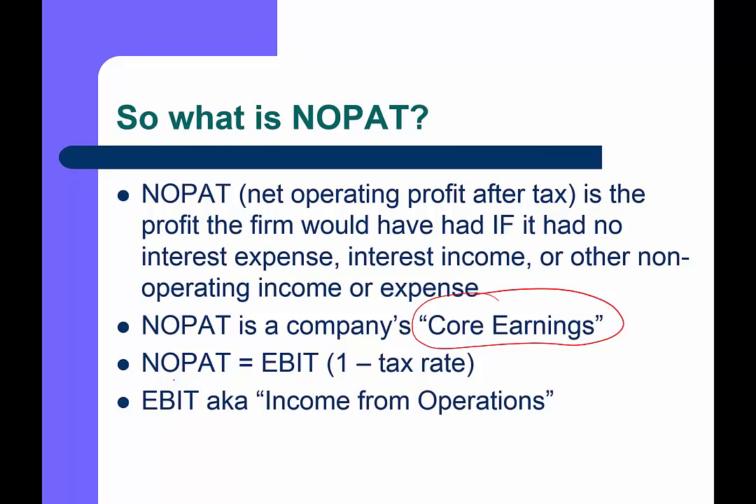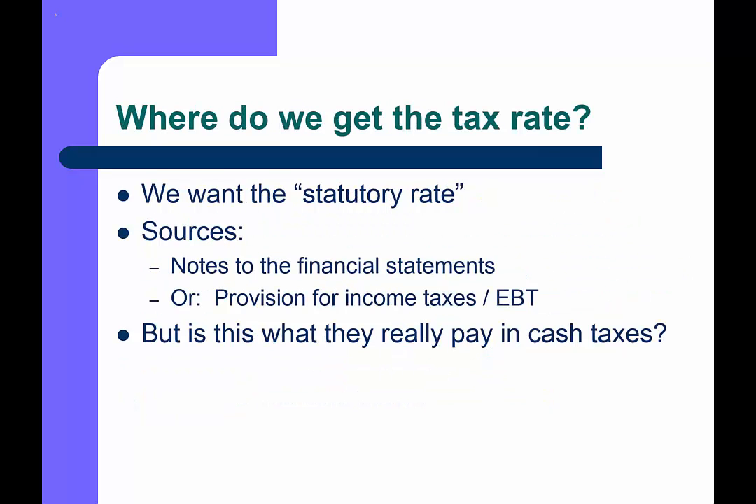So NOPAT is earnings before interest and tax, operating earnings, times 1 minus the tax rate. And one of the things, and we'll talk about this many times, one of the things we're notorious for in finance is the same thing is called 4 or 5 things. And so operating earnings, income from operations, earnings before interest and tax, all the same thing. Where do we get the tax rate? What we want is the statutory tax rate. And the statutory tax rate is the rate before adjustments for deferred taxes.